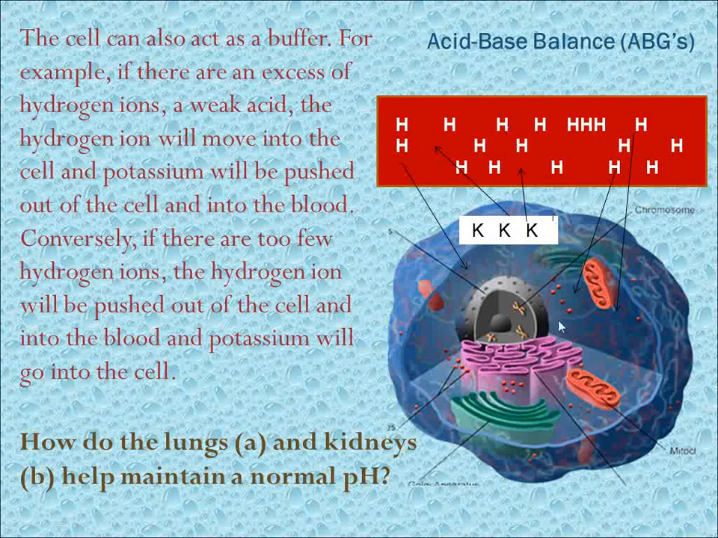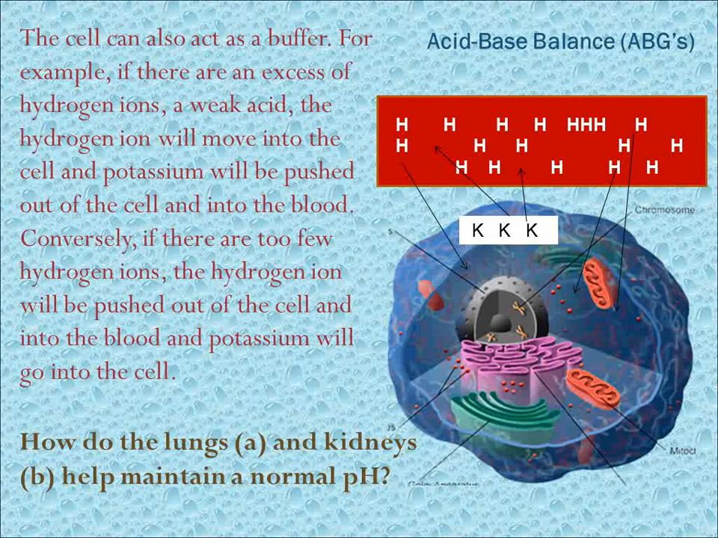So this will happen in the reverse if there is an alkalotic state. So know again that the cell can very, very quickly respond by moving hydrogen ions in and out of the cell depending on what the acid-base state is in the blood.